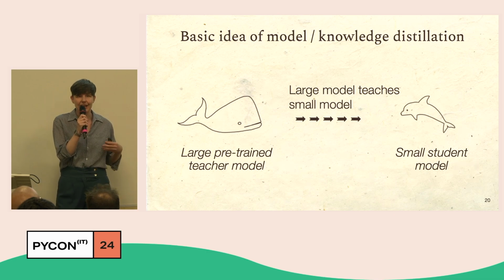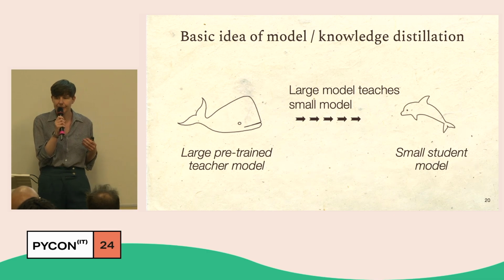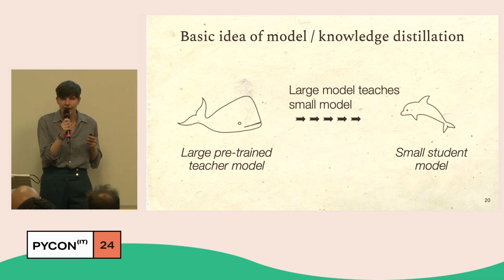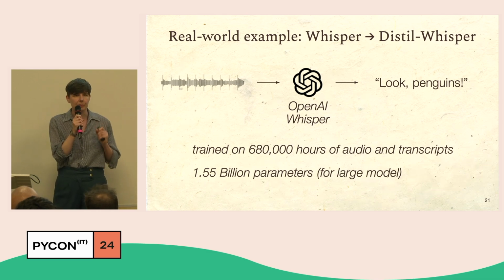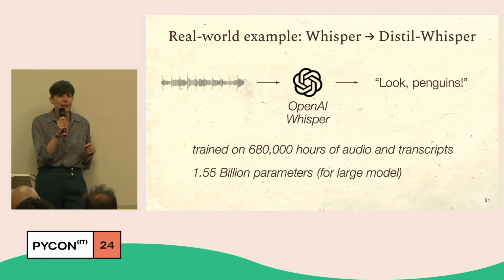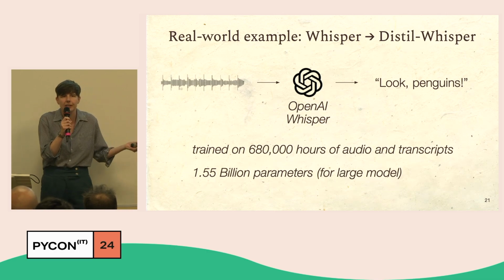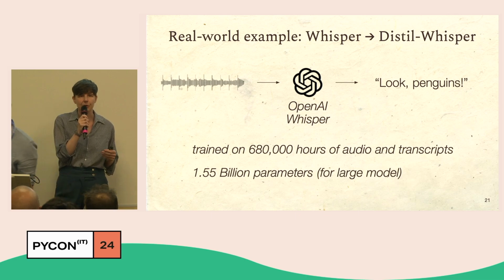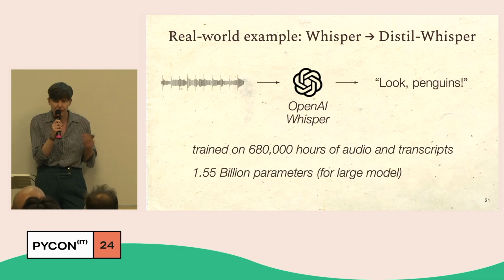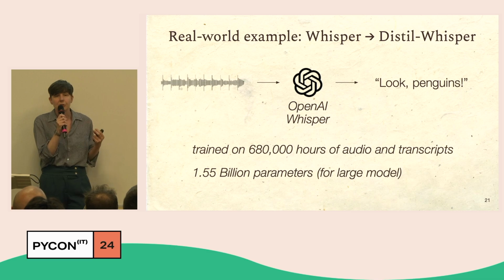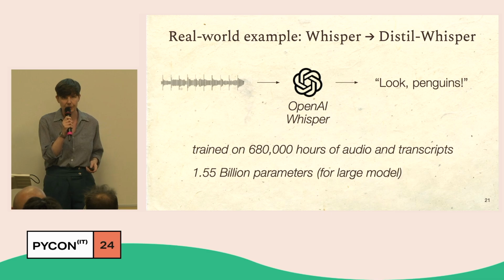So we're taking a large model trained by somebody else, and we're using that model to teach a smaller model. Easiest to see how that works is by looking at an example. Perhaps many of you have heard of the OpenAI Whisper model. It's an audio transcription model. So basically, you put in an audio file and it returns to you the transcript of the words being spoken in that audio. It's a fairly large model at 1.55 billion parameters, and it was trained on nearly 700,000 hours of audio and transcript.